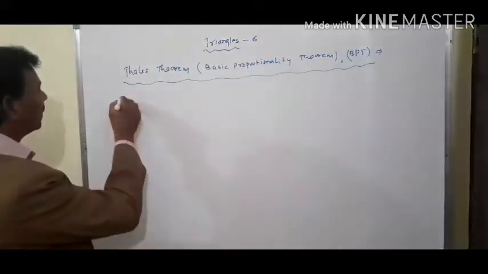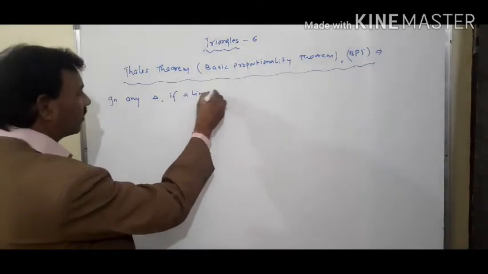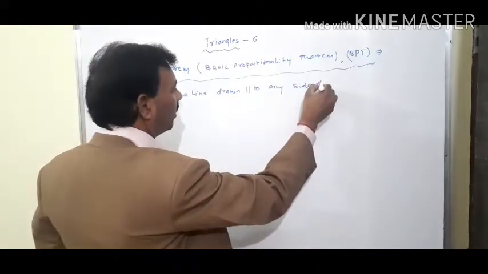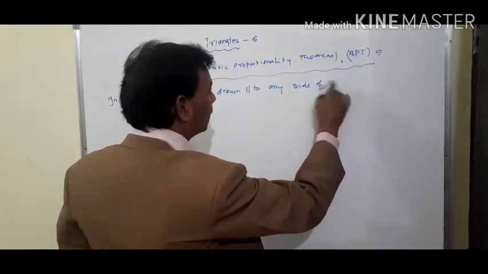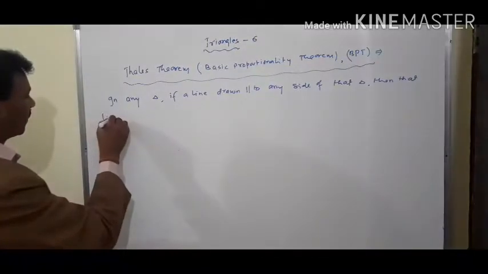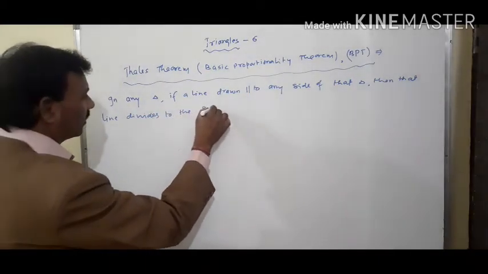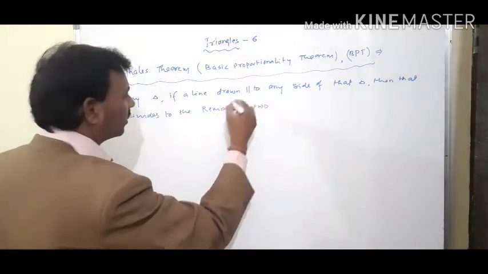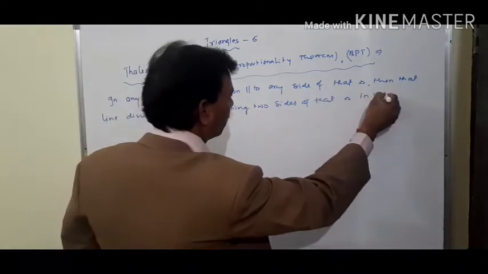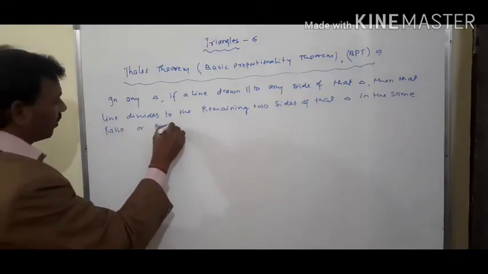That means in any triangle, if a line is drawn parallel to any side of that triangle, then that line divides the remaining two sides of that triangle in the same ratio or proportion.